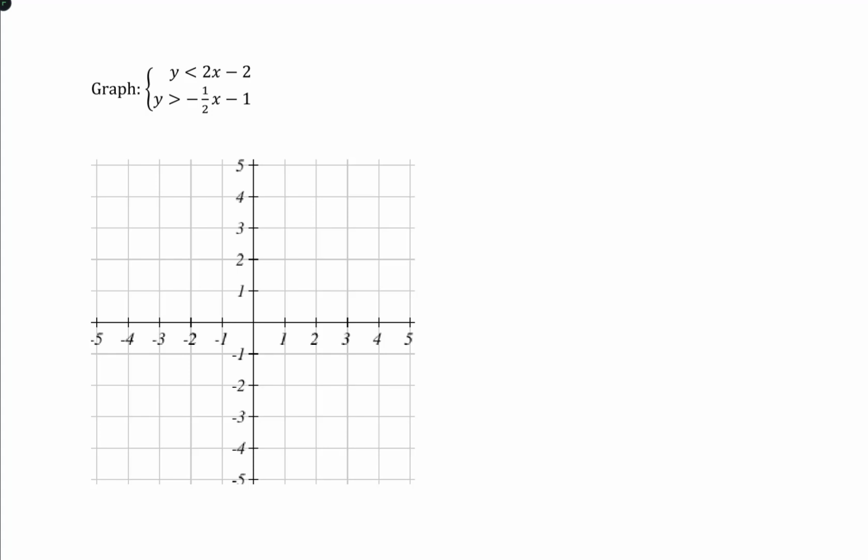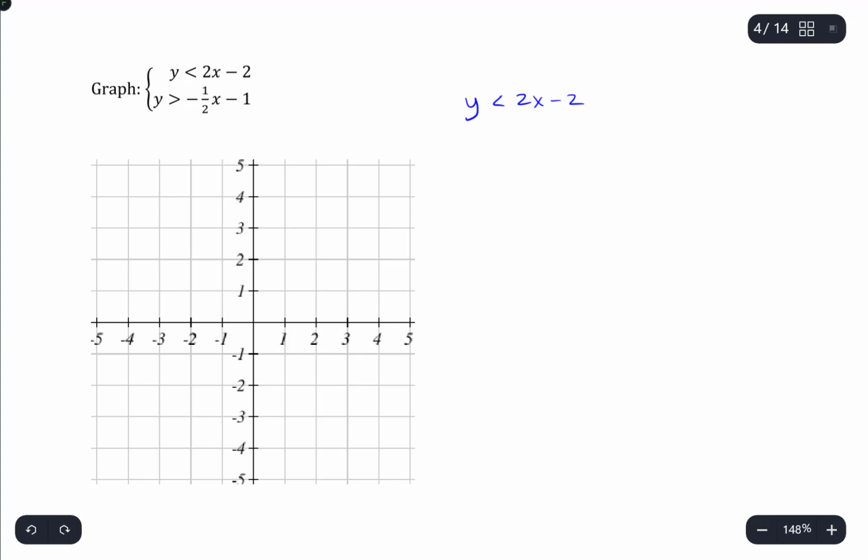So let's begin with the first one, which is y is less than 2x minus 2. Now, if we were to start off graphing this as a line, it would have a y-intercept of negative 2 and a slope of 2. So if we go up 2 and over 1, up 2 over 1, and just get a few points here, maybe go in the other direction as well, that's where this line's boundary is going to be.